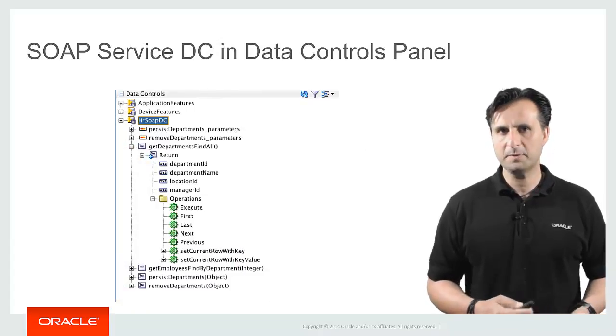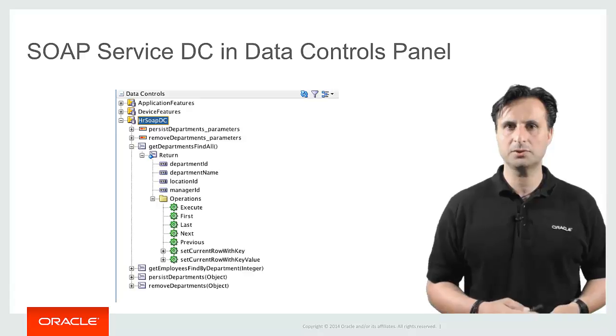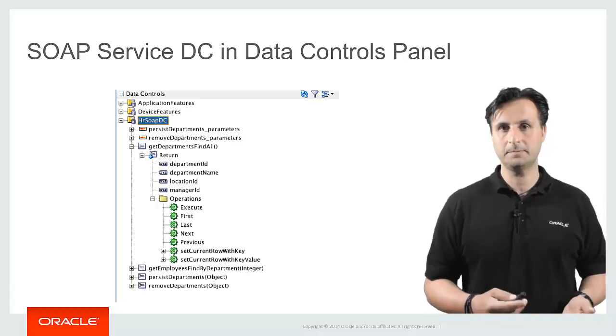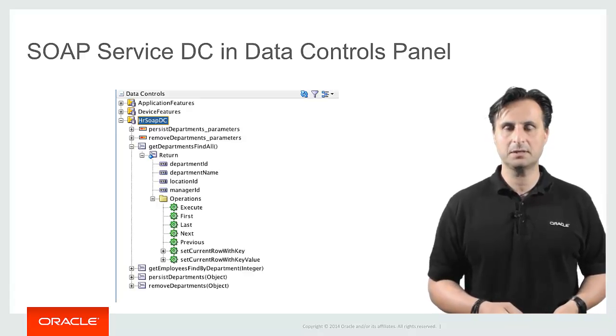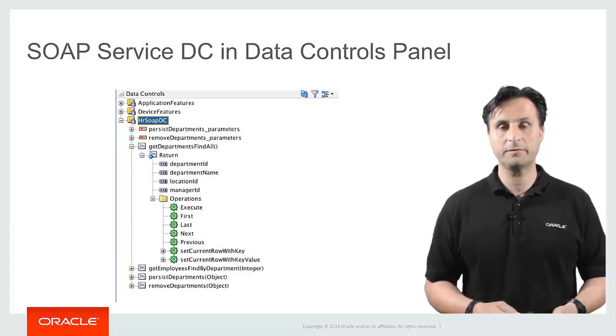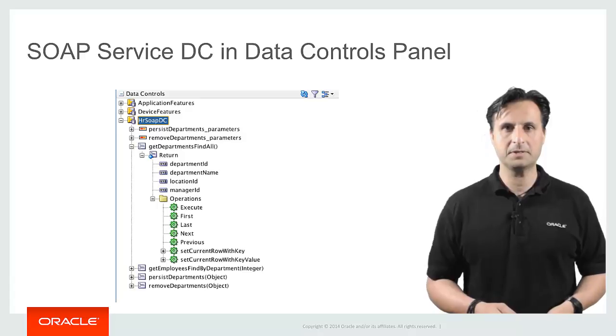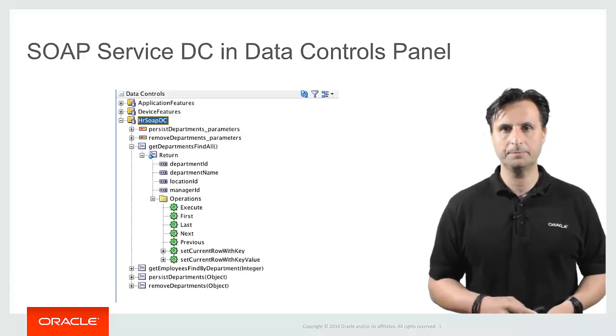That's no longer new to us because we talked about data controls and data control elements and structures in the previous episode of this training. So we're just going over it. You see that's the structure of my SOAP service, which represents the department infrastructure.